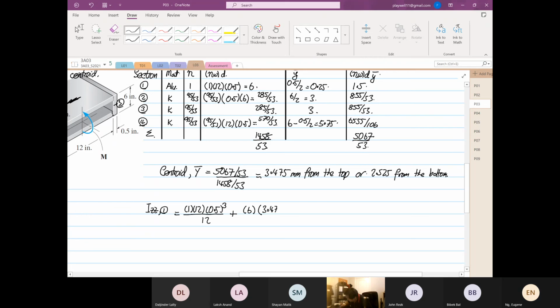3.475 minus 0.25 squared. So you write this out. So 1 times 12 times 0.5 power 3 divided by 12 is 0.125 plus 3.475 minus 0.25 squared times 6 is equal to 62.404.